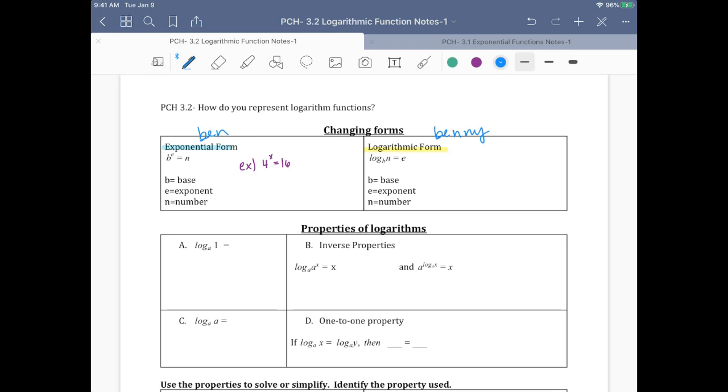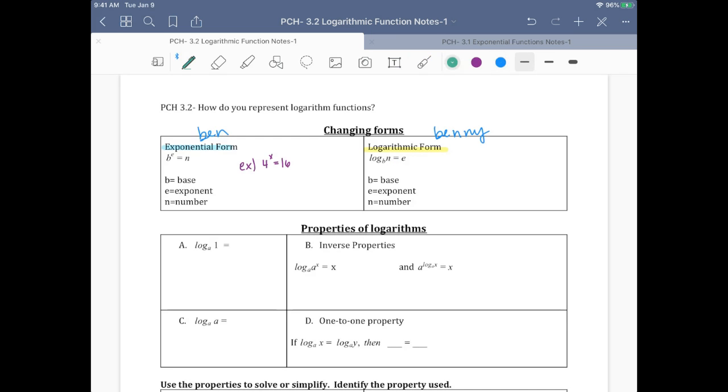Okay, so Ben is base to an exponent. Base to an exponent equals a number. So like this, 4 to the x equals 16. And then to switch into its logarithmic counterpart, we use log base, same base, of the number equals the exponent. So the number and the exponent switch.